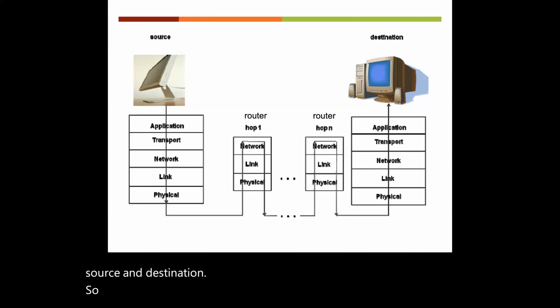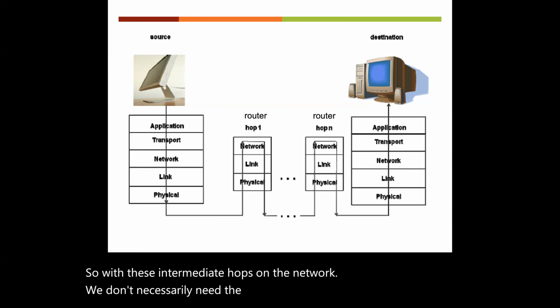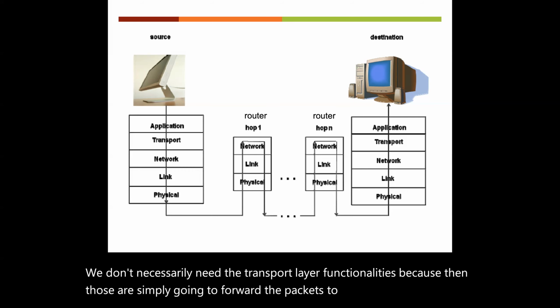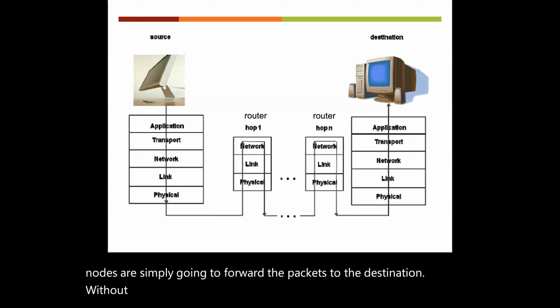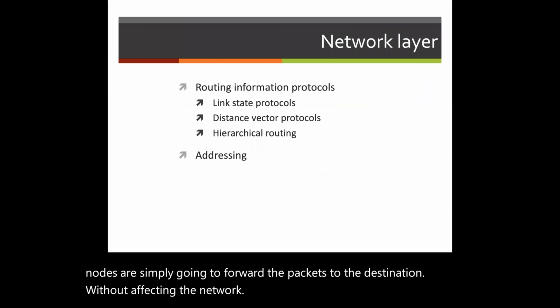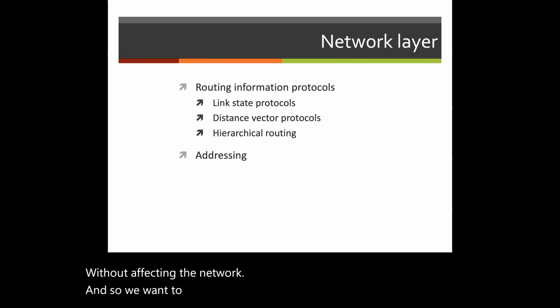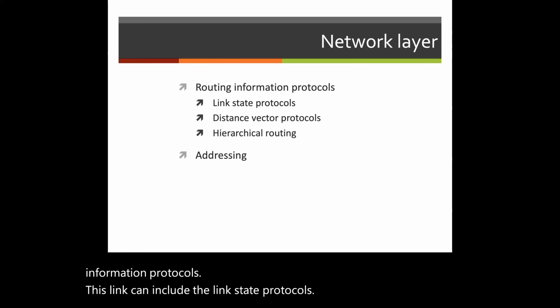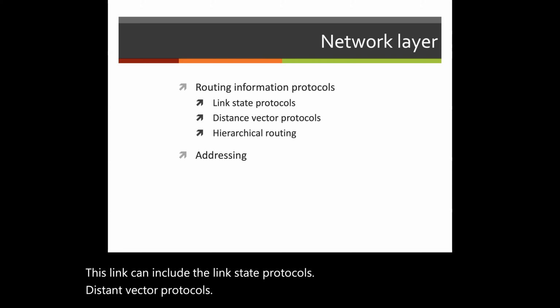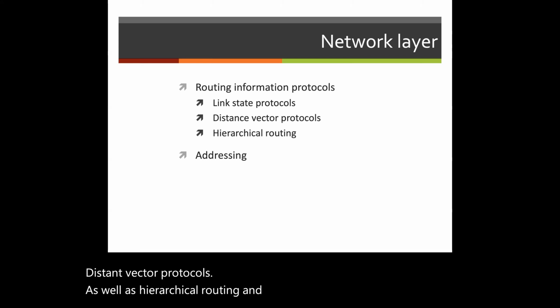So with these intermediate hops on the network, we don't necessarily need the transport layer functionalities because the nodes are simply going to forward the packets to the destination without affecting the network. And so we want to consider the network layer. We have our routing information protocols. This can include the link state protocols, distance vector protocols, as well as hierarchical routing and addressing as well.